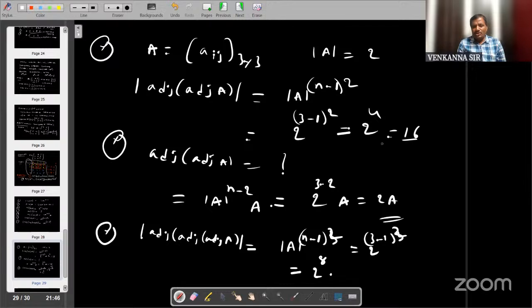2 power 4 is 16. 2 power 8 means 16 into 16, so that is 256 is the answer. Hope all of you are understanding. Please confirm, everybody is following. All these type of questions are very important. Properties of adjoint. Anybody is having confusion? Please clear. Everybody understood? Yes.